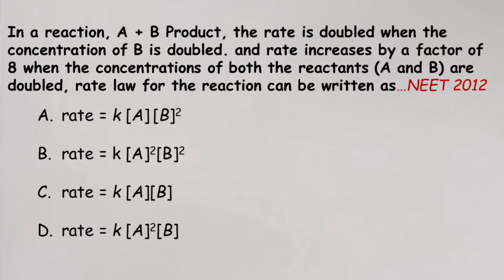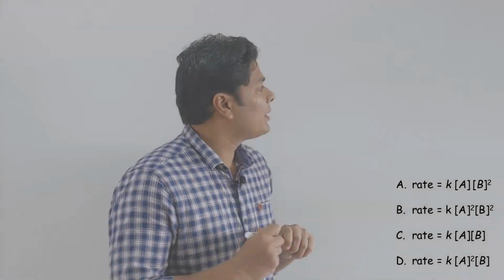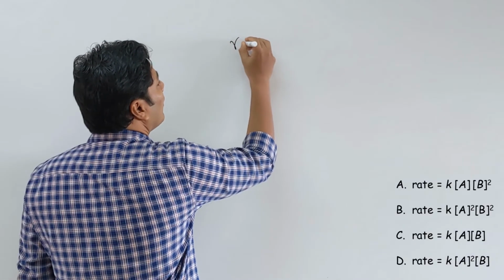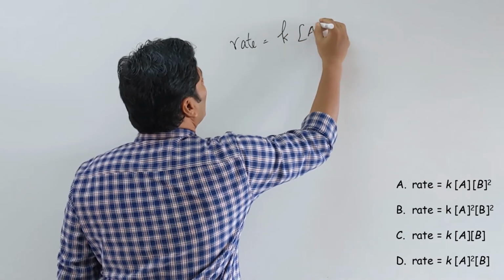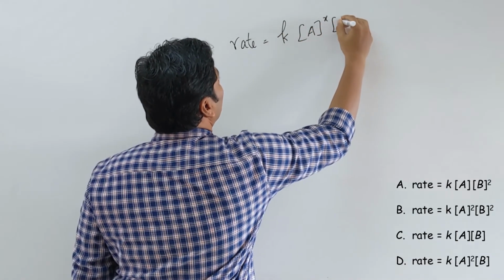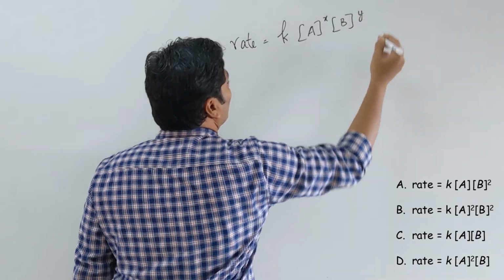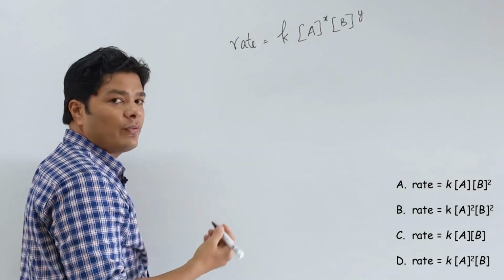In a reaction, A plus B gives you product. The rate is doubled when the concentration of B is doubled, and the rate increases by a factor of 8 when both the concentrations are doubled. The rate law for the reaction can be written as, and they are giving you 4 options. Let's solve this. Let's write the rate law. Rate equals k A to the power x B to the power y. I do not know what x is, what y is. We are going to figure it out.